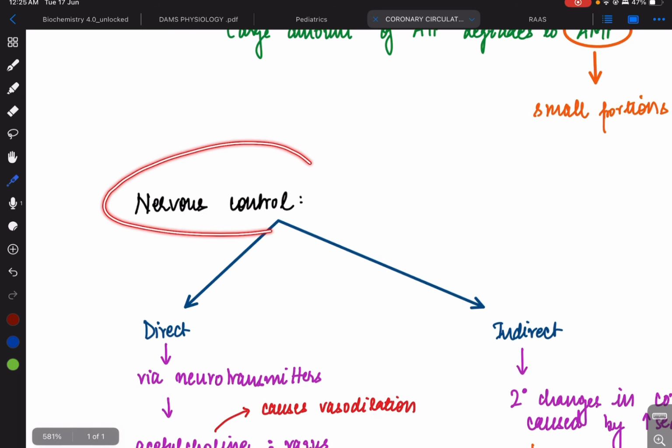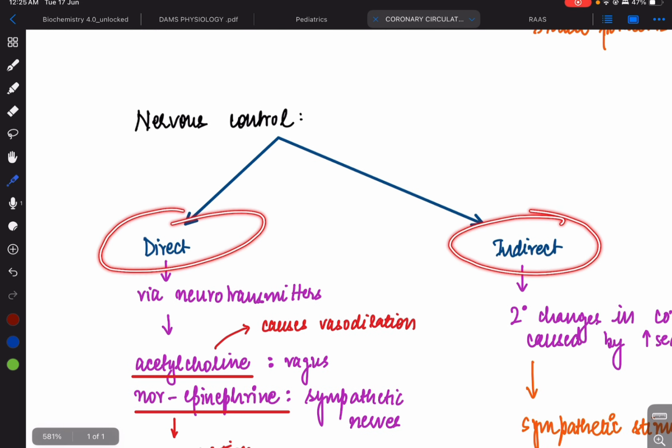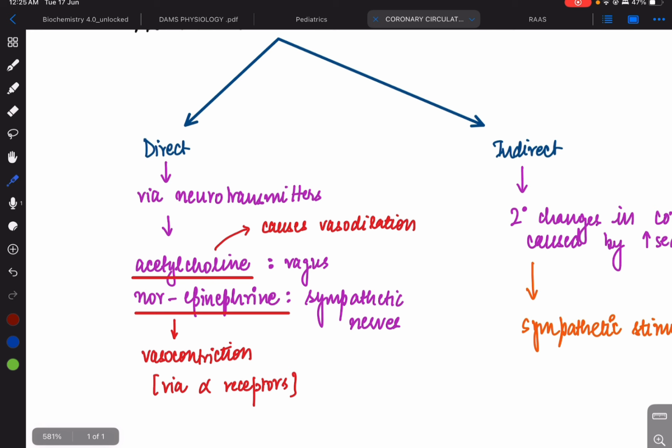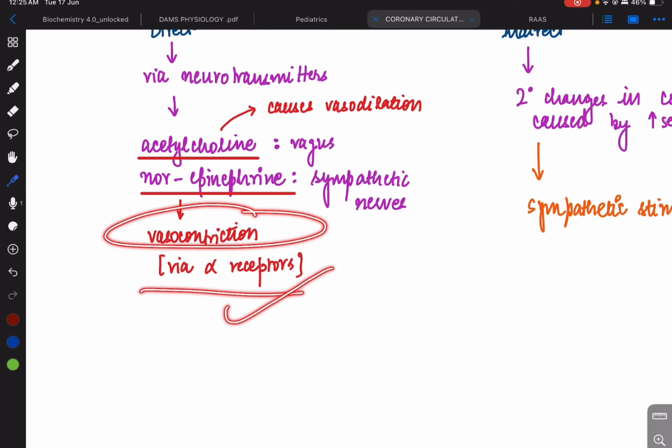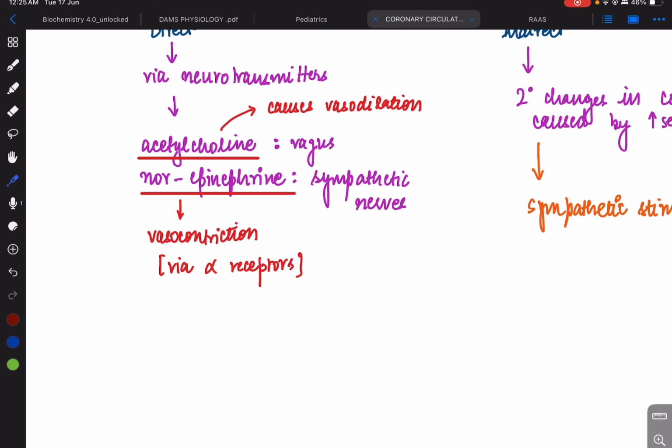The next factor we need to discuss is nervous control, which can be either direct or indirect. Direct nervous control is done via neurotransmitters. The two main neurotransmitters we need to discuss here are acetylcholine and norepinephrine. Acetylcholine is mainly released from the vagus, and it causes vasodilation. On the other hand, norepinephrine is released by the sympathetic nerves. It causes vasoconstriction via alpha receptors. So what is the concept of alpha receptors here?